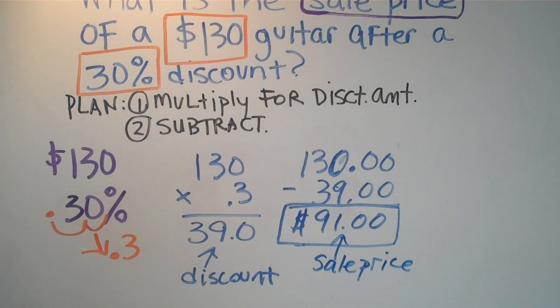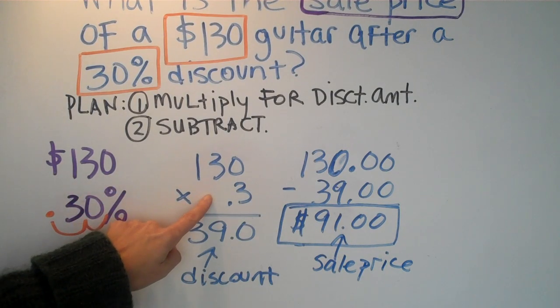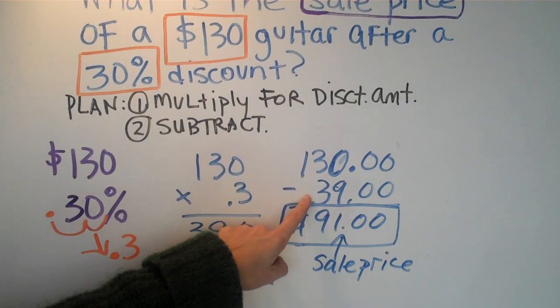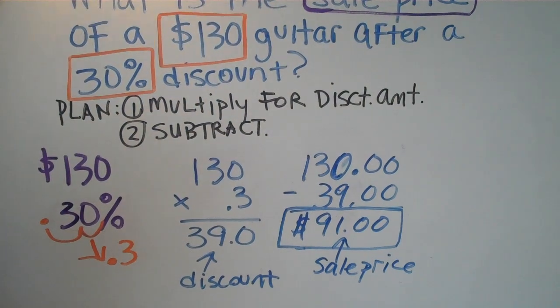And as you can see, all we did was we took the original amount, times it by the 30% discount, which we changed to 0.3. We got $39 as our savings or our discount, and we took $39 away from the original price by subtracting, and we got $91 as our sale price. Pretty straightforward. Many of the questions you'll get in your textbook or on tests follow this same format. It's a really important question to know.